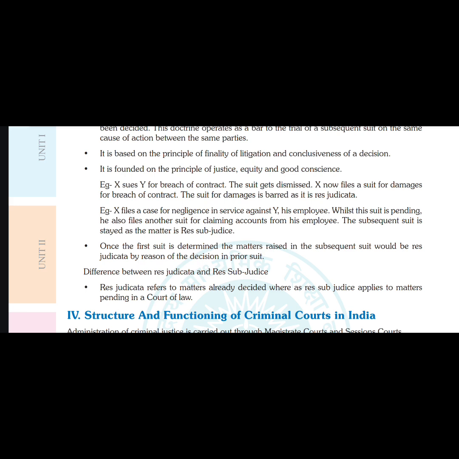Let's see. X sues Y for breach of contract. Suit gets dismissed. X now files a suit for damages for breach of contract. Suit for damages is barred as it is res judicata. Now see why it is res judicata and not sub judice. Tell me. Because it is not pending. Sub judice means which is pending, right? And here it is dismissed, meaning there is a finality given to it, that I dismiss your petition.